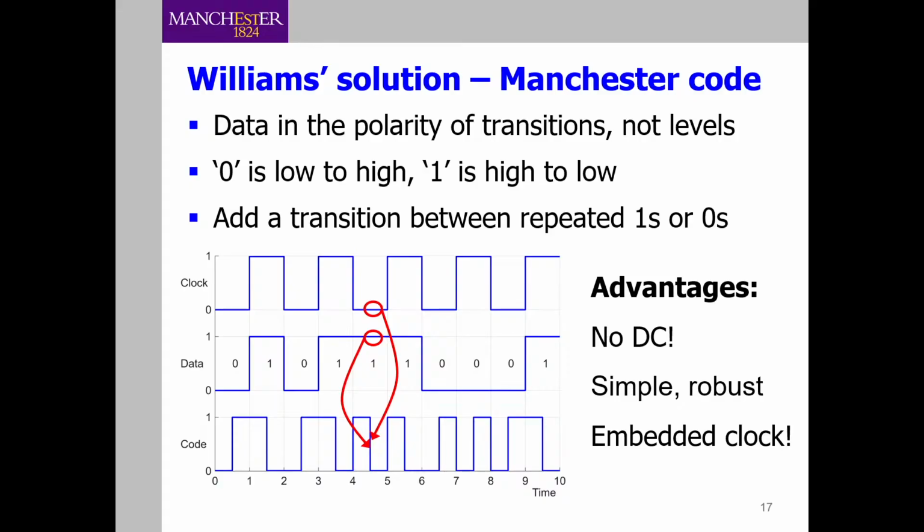The big advantage, as far as Manchester at that time was concerned, is there's no DC in this. There is zero DC content in this code. It's also, as I said, very simple to implement. And because it's simple, it's robust. Because there's a lot of clock information in there, it's also robust.